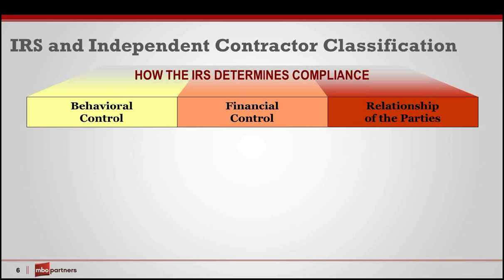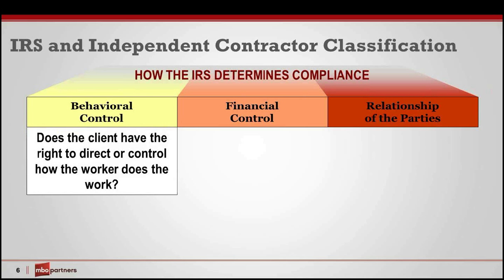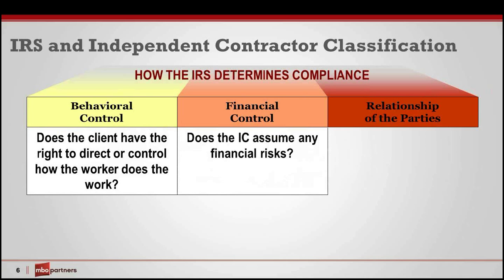Got it. Good. Lonnie, what does financial control mean? So financial control is about who's making the investment and whether the individual is getting paid regardless of the quality or outcome of the work. Where the client has the right to control all of the economic aspects, that looks more like an employment relationship. Where the contractor assumes financial risks, that looks more like a true IC situation.